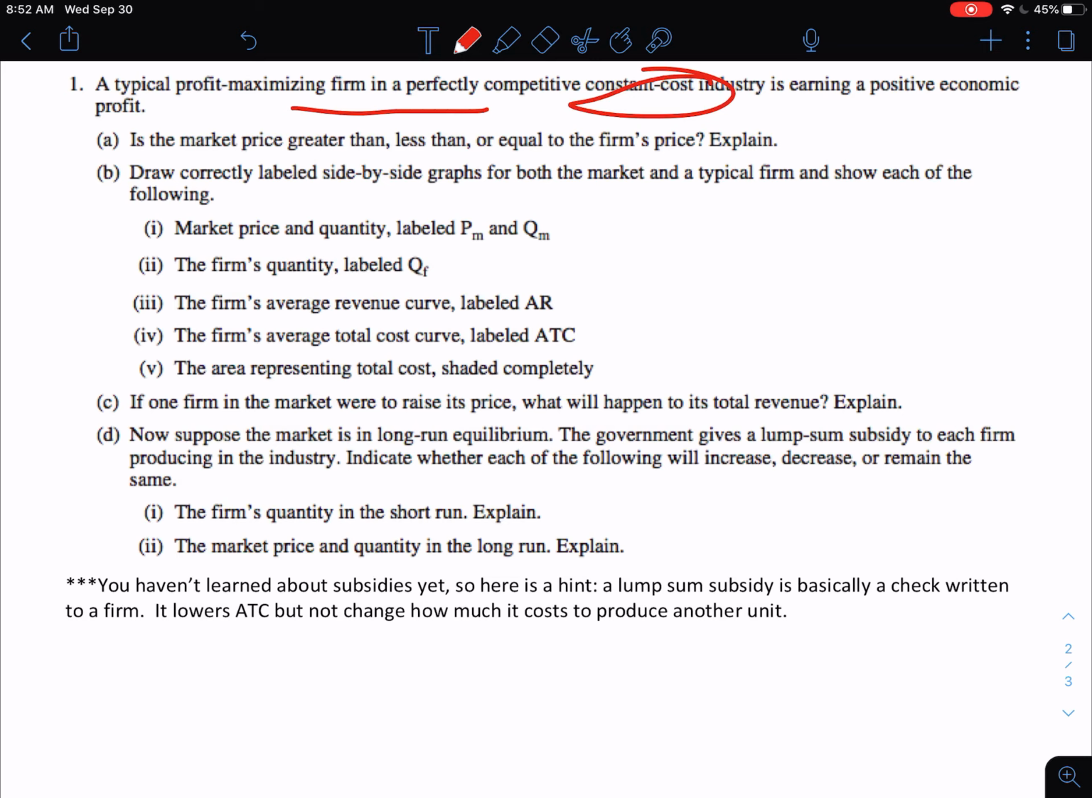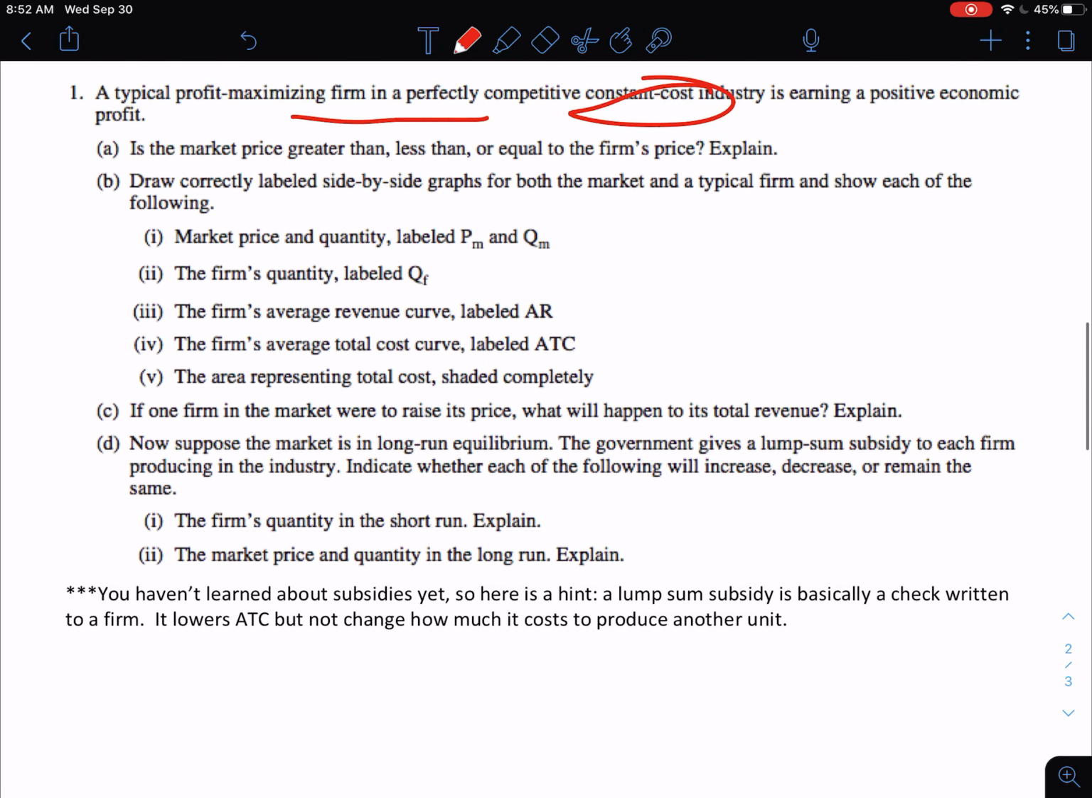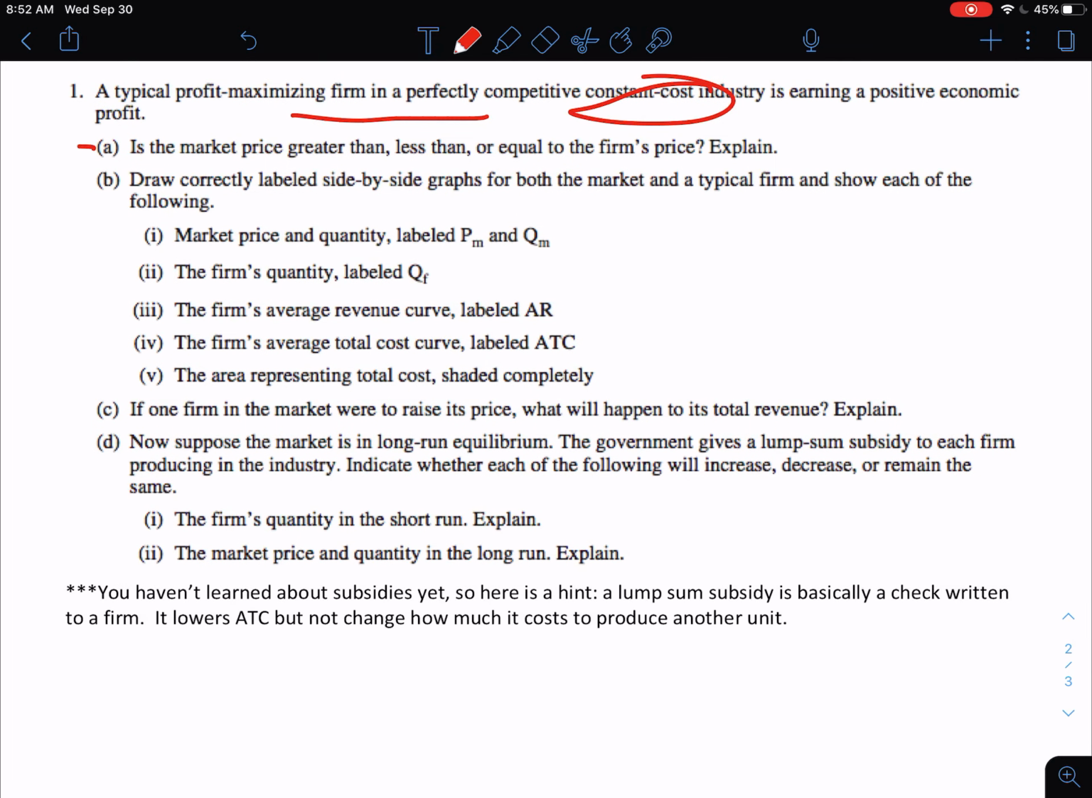Because there's not a ton of room and I don't want to be switching up and down a whole bunch, I'm going to write the answer kind of inside, which I never want you guys to do because it's really hard for me to see what you're doing, but I can do it here. Is the market price greater than, less than, or equal to the firm's price? In a purely competitive market, the market price and the firm's price will always be the same. So this is our explanation: they are price takers. They have no control over price.